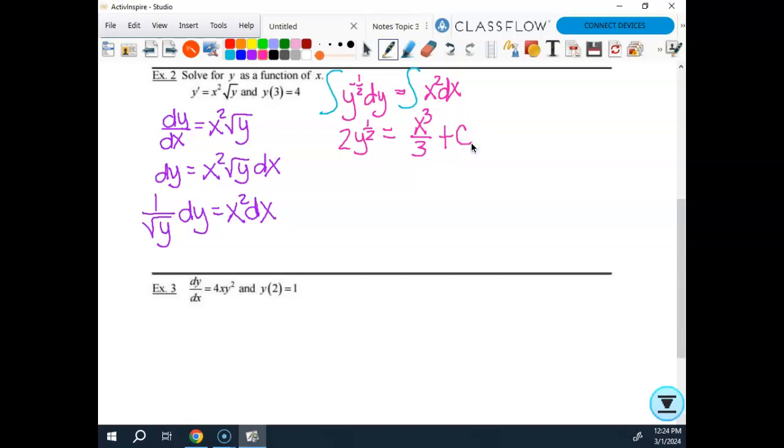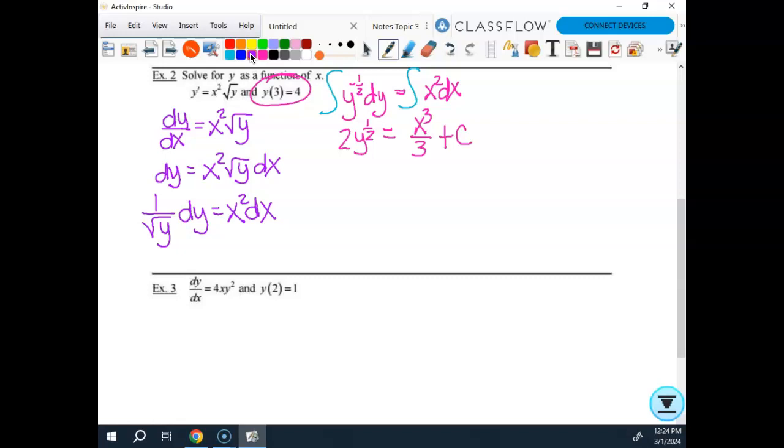Now, on the other one, we solved for y before we did anything else. You don't have to solve for y first. We can find c first and then go from there. It's kind of up to you. I have my initial condition right here, so let's just substitute that in and see what happens.